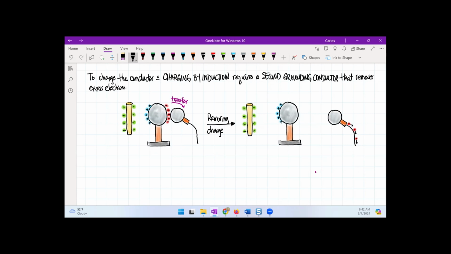As a consequence, the positive charges rearrange. And since I have less negative charge, I develop a positive charge here. So the charges rearrange themselves so that now I have what is called a positively charged sphere.